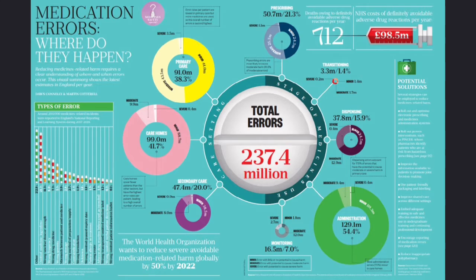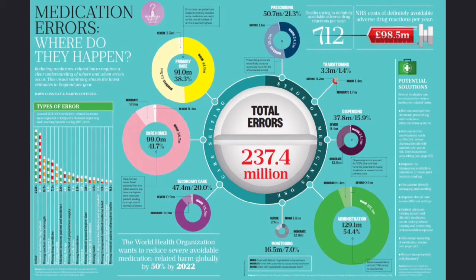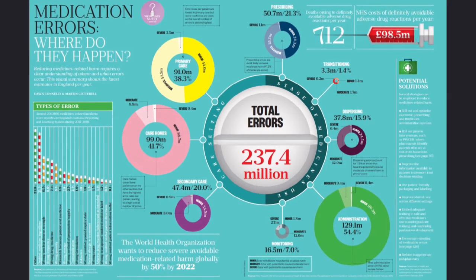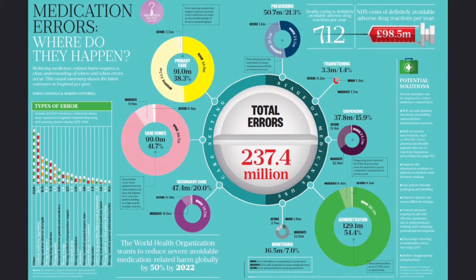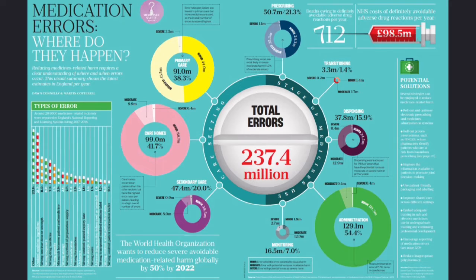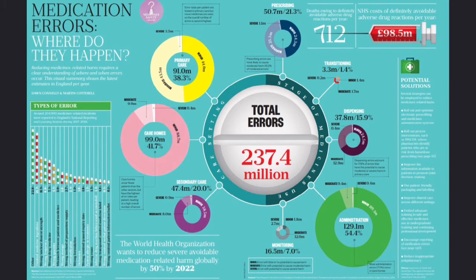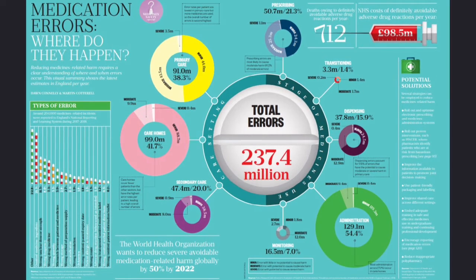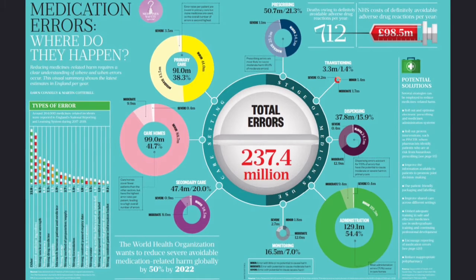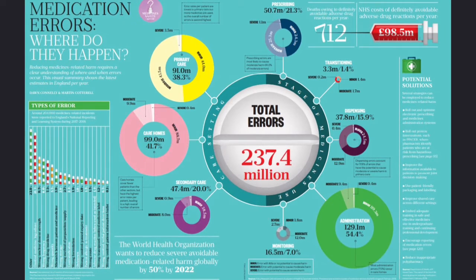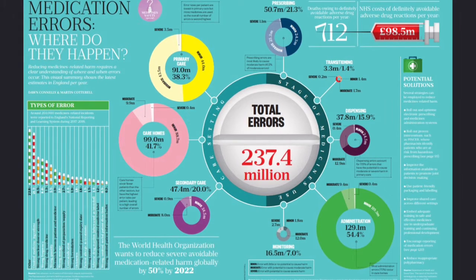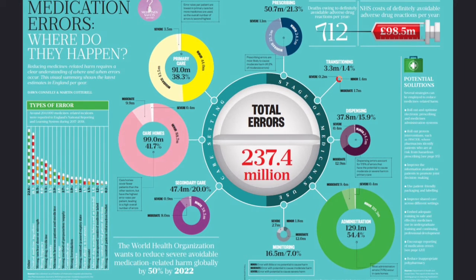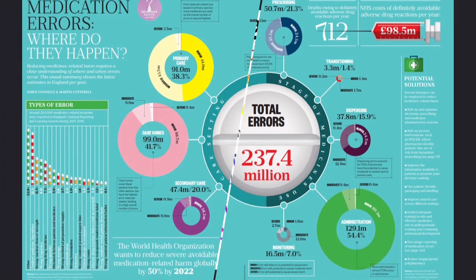Medication errors. Where do they happen? Reducing medicines related harm requires a clear understanding of where and when errors occur. This visual summary shows the latest estimates in England per year. As you can see, the types of error that are on here are primary care, which is 38.3%, care homes at 41.7%, secondary care at 20%, administration 54%.